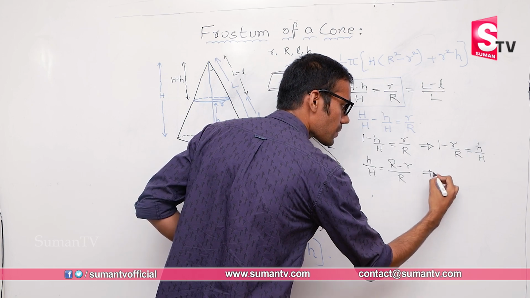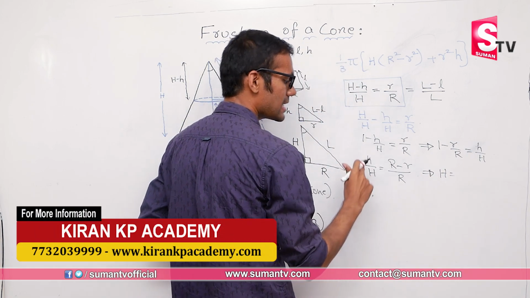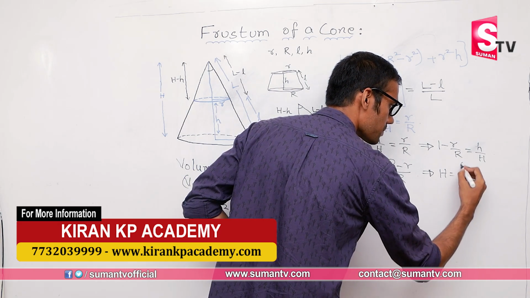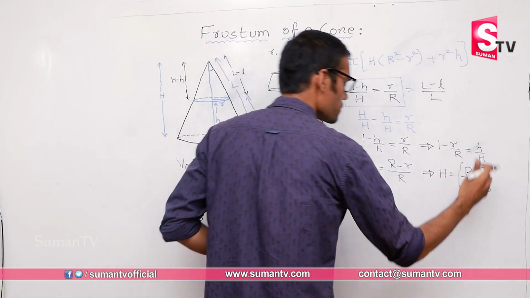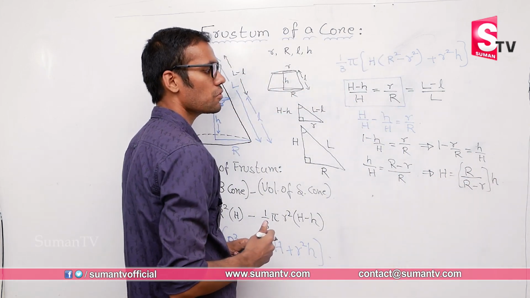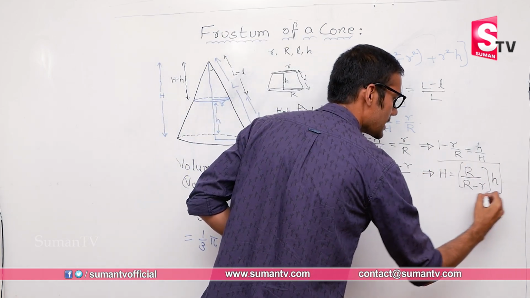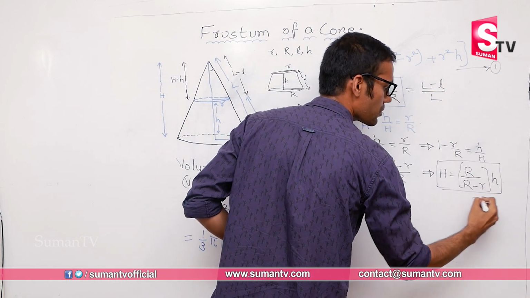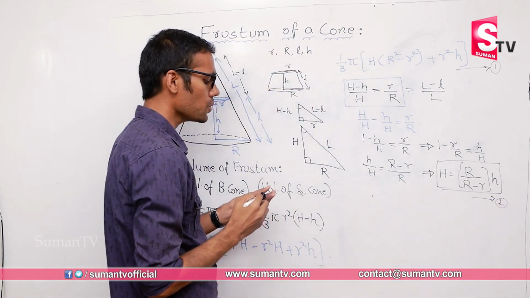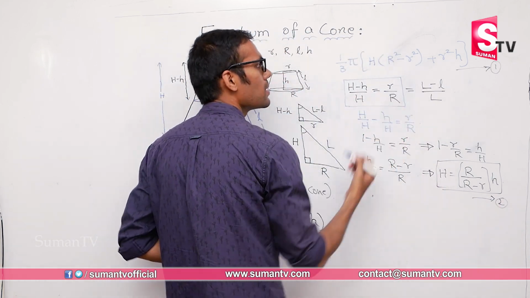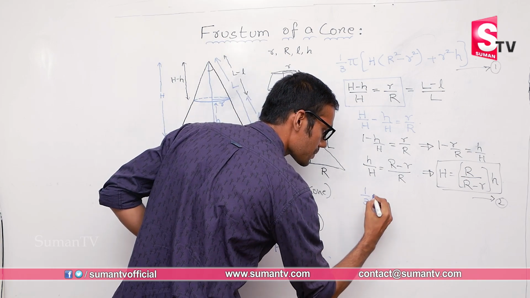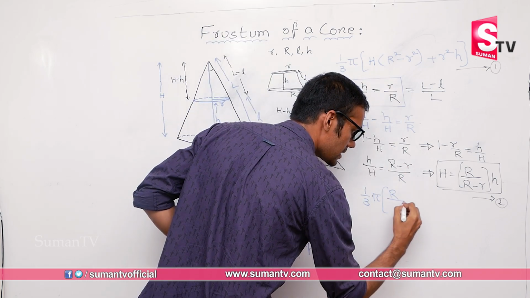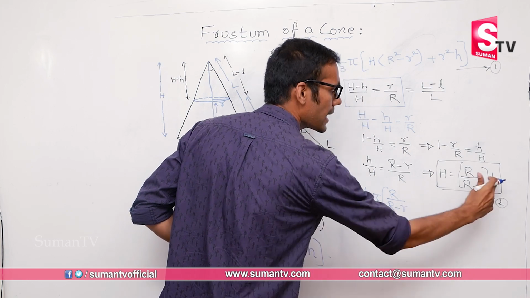So what is capital H now? If I take the reciprocal of this, capital R divided by capital R minus small r into small h. So this is what I get, which is an important condition to substitute in this equation. Suppose this equation is 1 and this equation is 2. So from 1 and 2, after substituting the value of capital H, we get 1 by 3 pi. I'll substitute the value of capital H as capital R divided by capital R minus small r into small h.